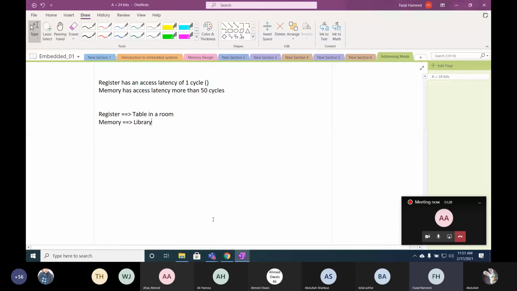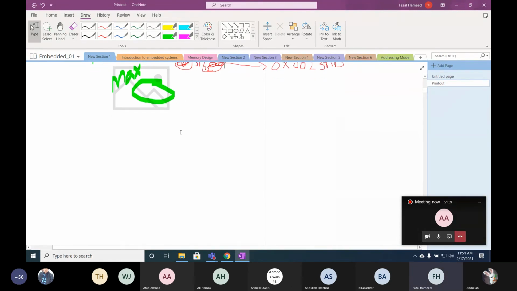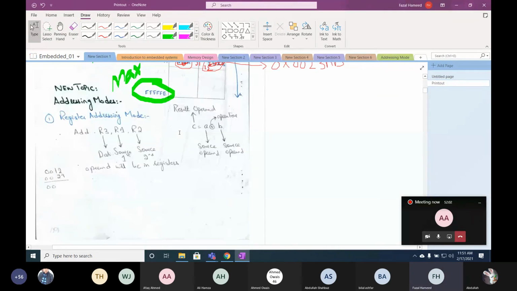So actually, the register is faster than memory, and typically we first load the data in register before processing. Now we studied that we want to either store the data in register or in memory. Who defines where the data is stored? The addressing modes define. So now we are going to start the addressing modes. First, we will start with register addressing mode.